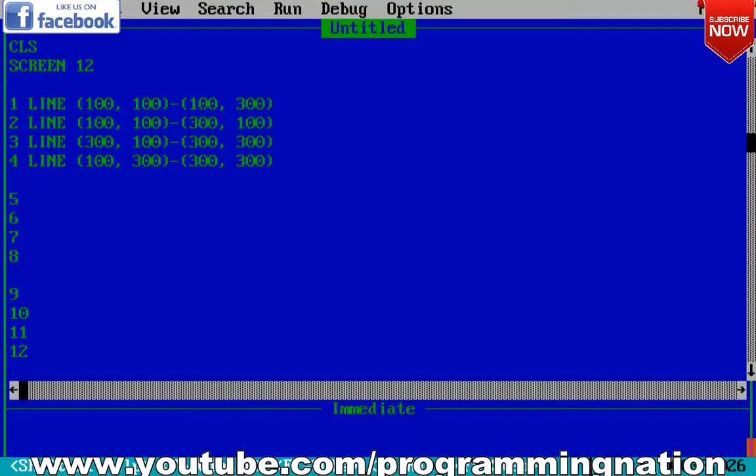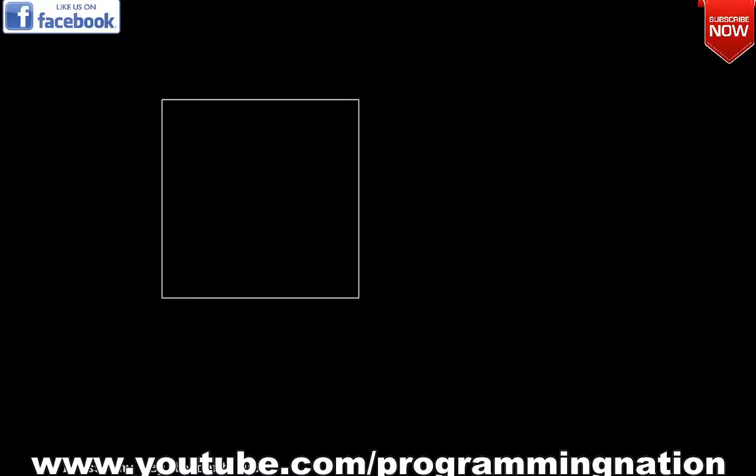Okay, sorry, there is a mistake. My fault. It would be 300, 100. Perfect. Sorry, that was my mistake, I had gone in a bit of a wrong way. So now we have made the first square.